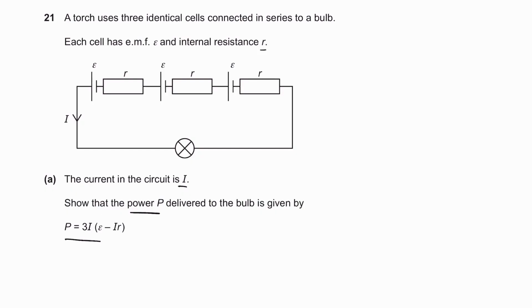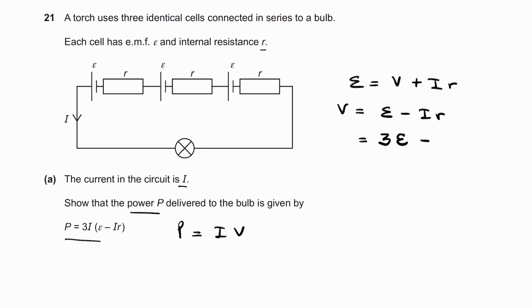We know that power is equal to current times voltage, and we know that voltage, or EMF, is V plus I times R, or V in general can be written like that. And because you've got 3 cells connected in series, you're going to have 3 times the EMF, and it will have 3 times the internal resistance as well, so I times 3R.